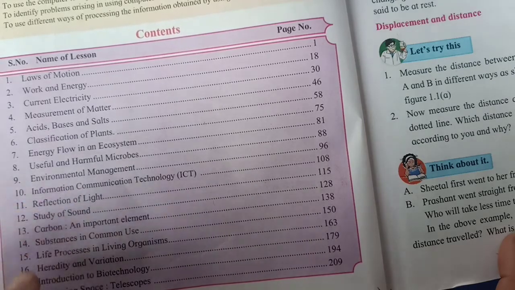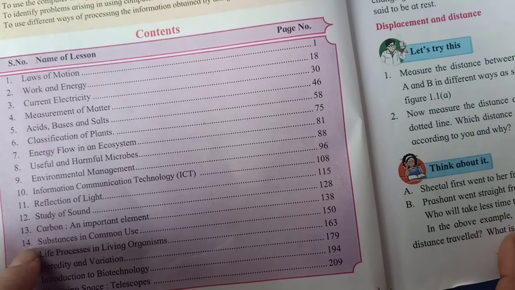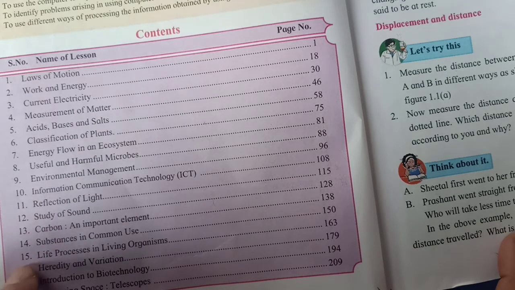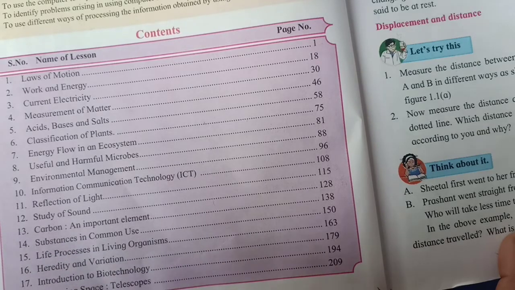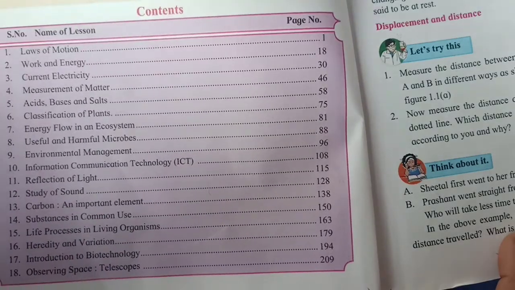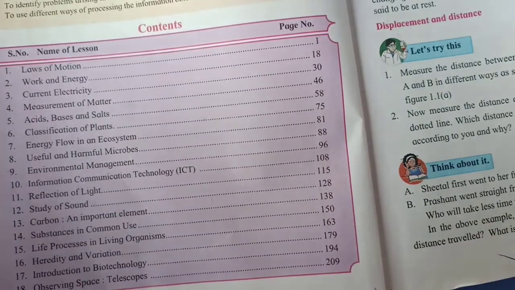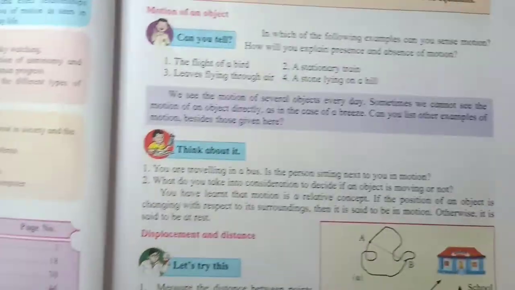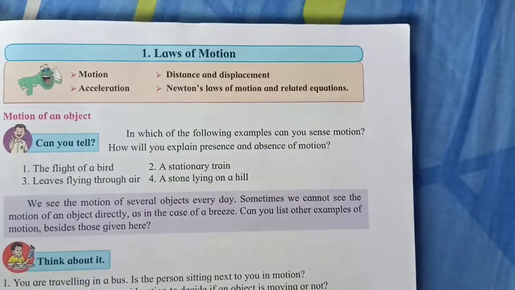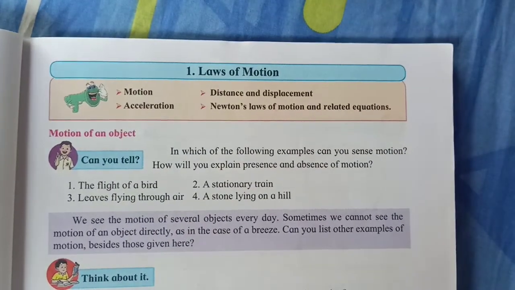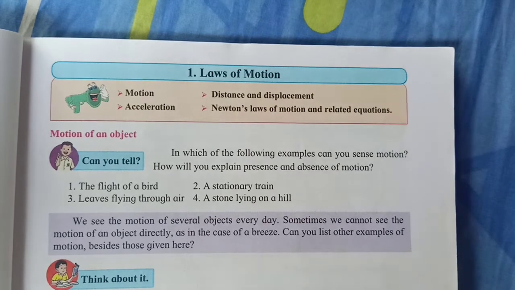Again, in these 8 topics, 11, 12, 13 and 14 are for Science 1, and 15, 16, 17, 18 are from Science 2. Okay, so that is the division, the classification of your subject, Science 1 and Science 2. Those topics are simple topics. Okay, today we start our first topic, laws of motion.